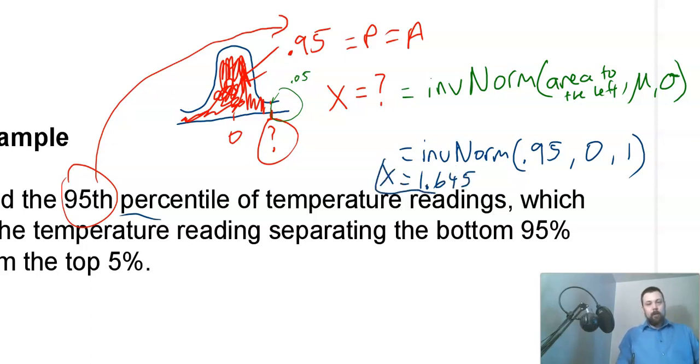And that is the thermometer reading that separates the lower 95% of thermometer readings from the highest 5% of thermometer readings. Right. So 5% of our thermometers are going to read higher than 1.645. 95% of our thermometers will read below 1.645. All right. So any questions?